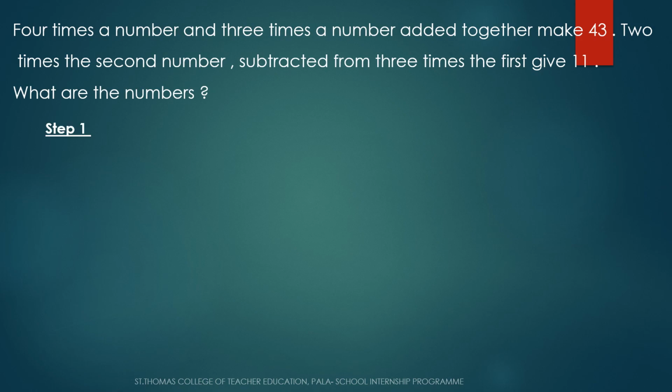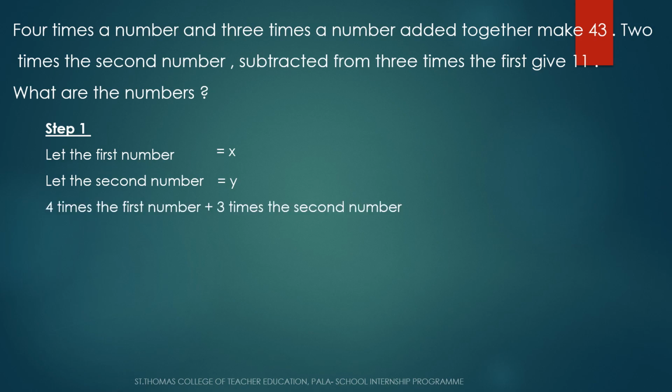Yes, we are taking the unknown numbers as x and y. Good. So, let the first number be what? X. Good. And the second number be y. Then what does the first statement say? 4 times the first number plus 3 times the second number gives 43.